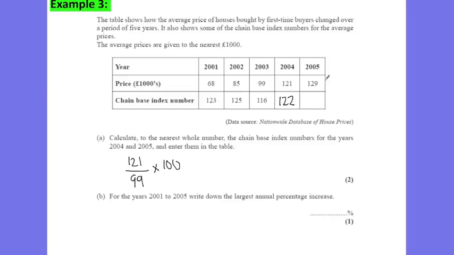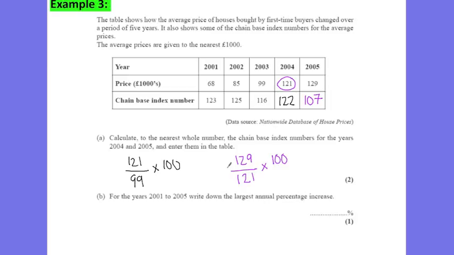Moving on now to the year 2005, we take the price, 129, and we divide by the previous year, 2004, the value there at 121. Times by 100 again to get our chain-based index number of 107. Again, here we can see that we're dividing by different numbers, the previous year's price or value.